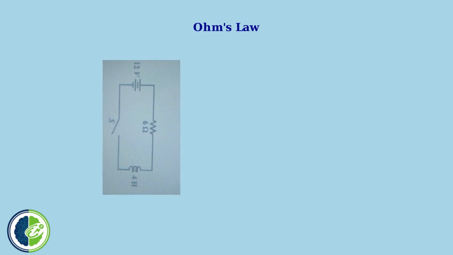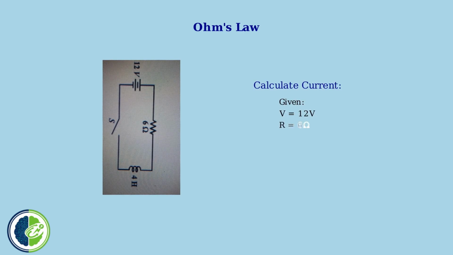Let's work through a practical example. Suppose we have a 12-volt battery connected to a 6-ohm resistor. We can use Ohm's law to calculate the current flowing through the circuit. Using the formula I equals V divided by R, we substitute our values. I equals 12 volts divided by 6 ohms, which equals 2 amperes.